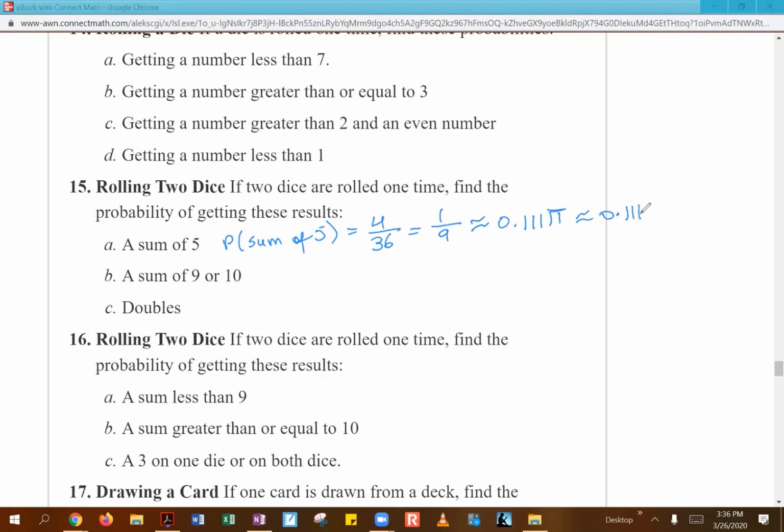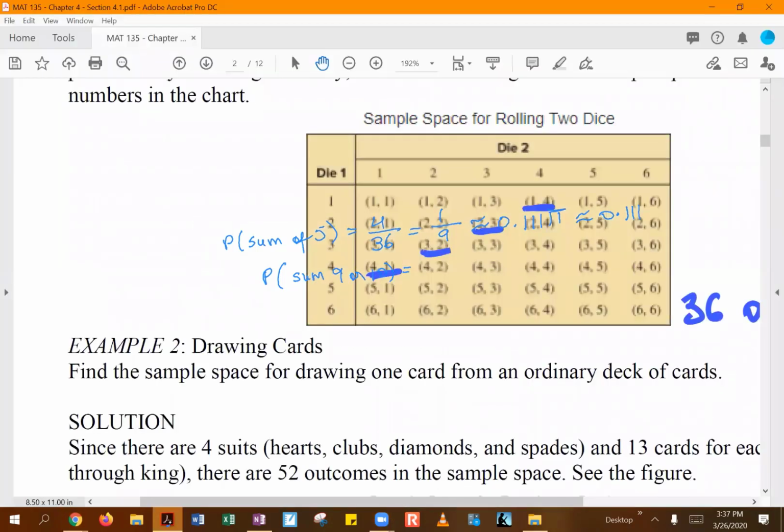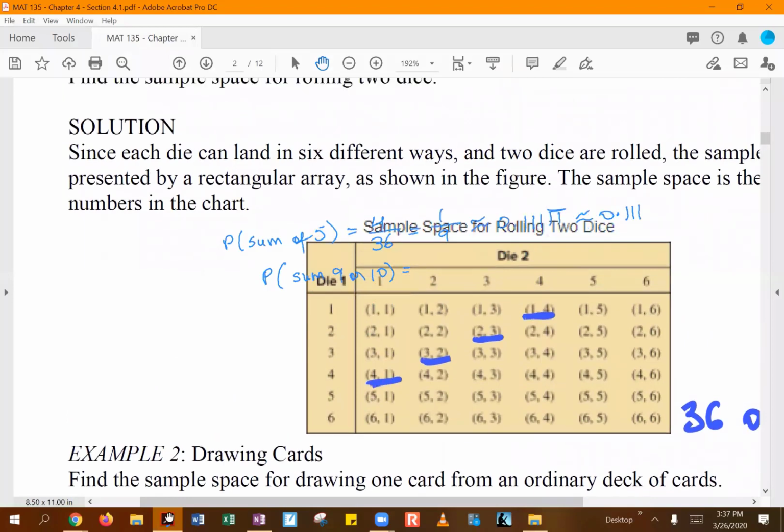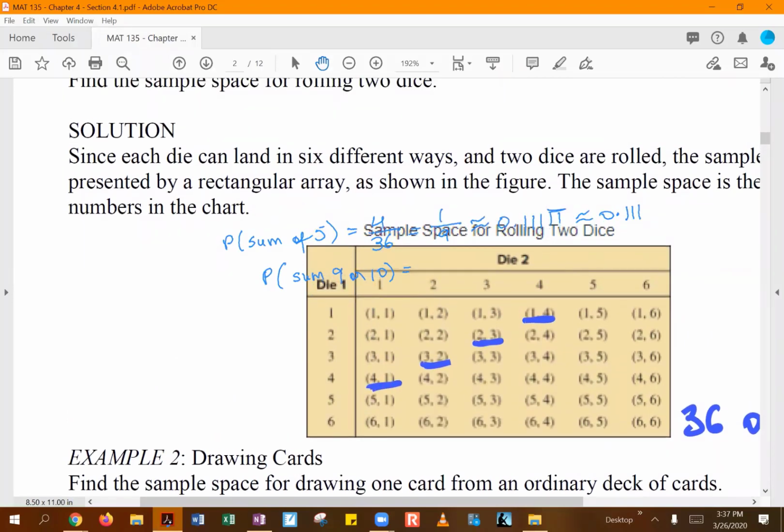Okay. Now this one here is saying what's the probability that it's going to be a sum of 9 or 10. So 9 or 10, we know this is not going to be inclusive because you either have a sum of 9 or you have a sum of 10. So that's going to be an exclusive or. So in this case, let me move this guy down a little bit here. We're looking for a sum of 9 or 10.